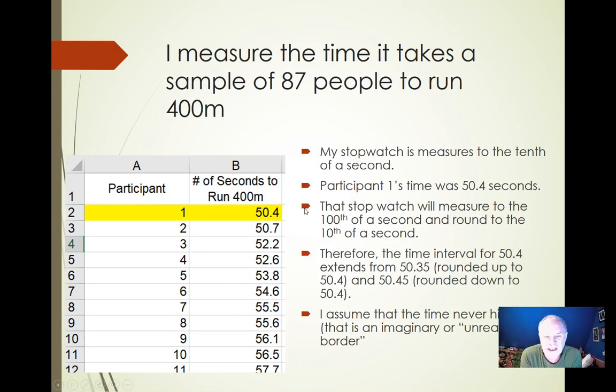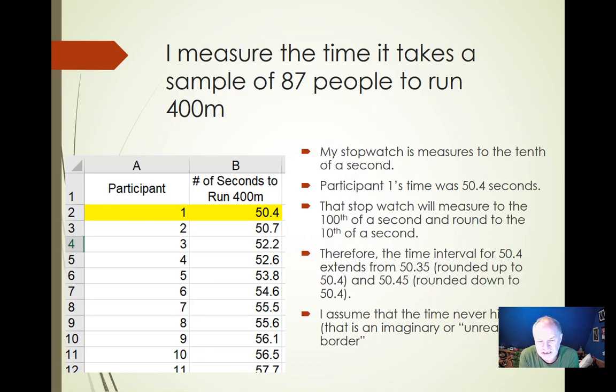Okay, let's say I measure the time it takes a sample of 87 people to run 400 meters. I have the participants and I have their times, from the person with the fastest time on down to the person with the slowest time. On the left of the screen, you can see the participant and the number of seconds to run 400 meters. The fastest time was 50.4 seconds.